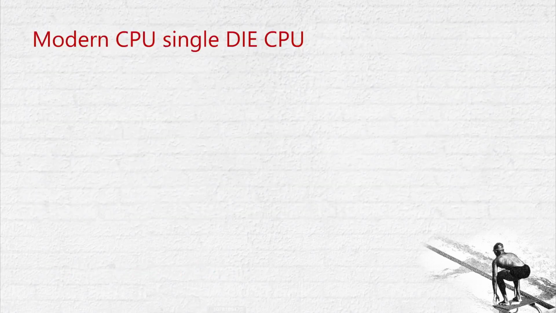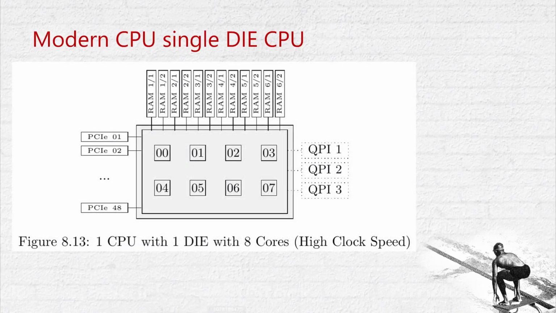Modern CPUs are built in various different ways. So let's look at the most traditional one. You have a single chip inside the CPU, a single die, they're called dies, that has, in this example, 8 cores. It has 48 PCI Express lanes to talk to I/O, and it supports 12 slots of memory. This is a typical Intel CPU with 8 cores. They have a relatively high clock speed, and it also has 3 QPI connections where it could talk to other CPUs to exchange information with them.